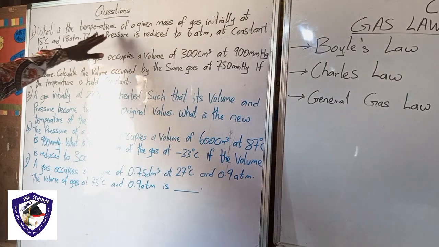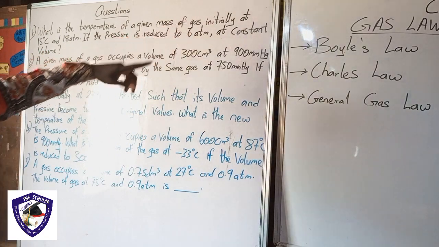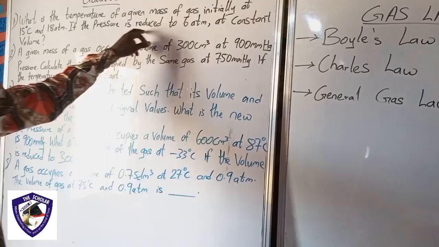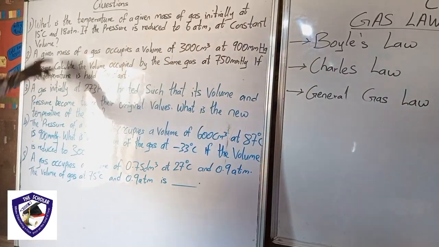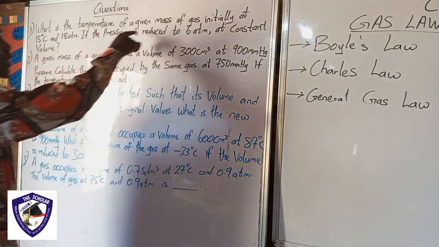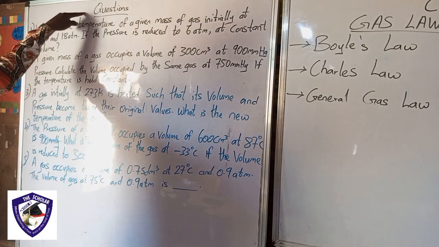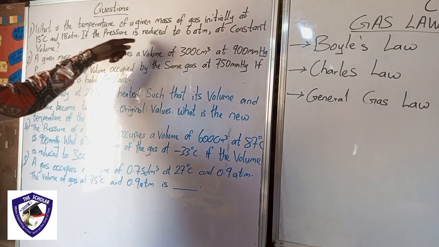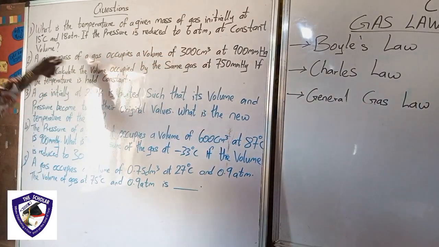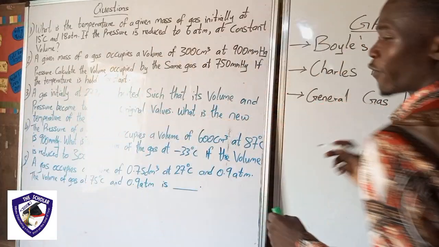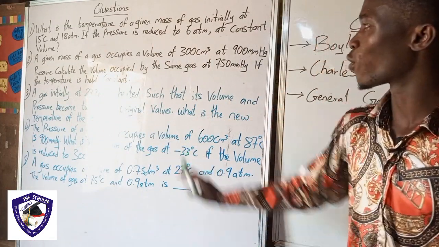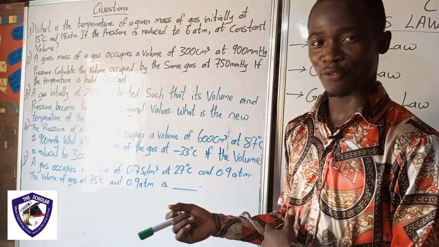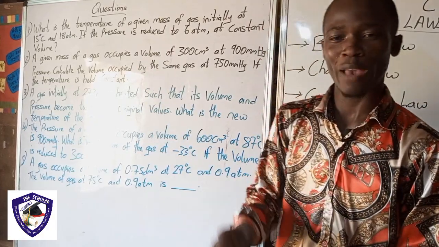Number 1: what is the temperature of a given mass of gas initially at 15 degrees Celsius and 18 atm if the pressure is reduced to 6 atm at constant volume? The question is asking us, what is the temperature of a given mass of gas, initially at 15 degrees Celsius and 18 atm, if the pressure is reduced to 6 atm at constant volume? The first thing to do when solving a question like this is to write out your parameters first. For JAMB candidates, there might not be time for you to start writing out your parameters. That is why practice makes perfect.